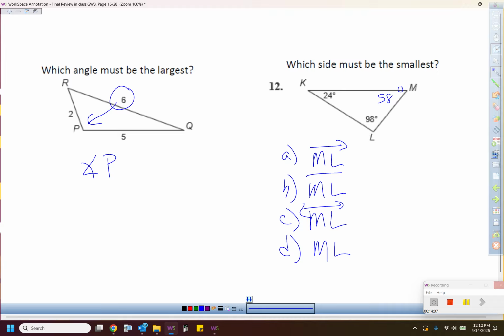Multiple choice. Who is the smallest side? This one says ray ML. This one says segment ML. This one says line ML. And this one says the distance ML. What's the side of the triangle? Is it a line, a ray, a segment, or a distance? Segments. Are you with me on that? So it will be that.